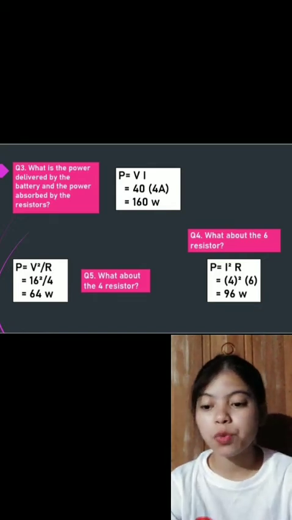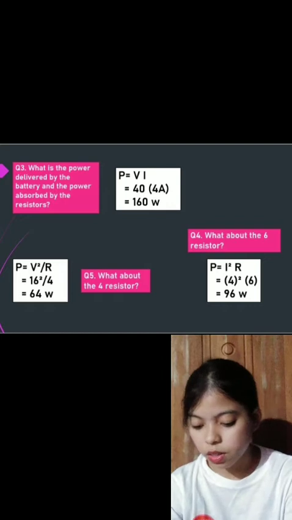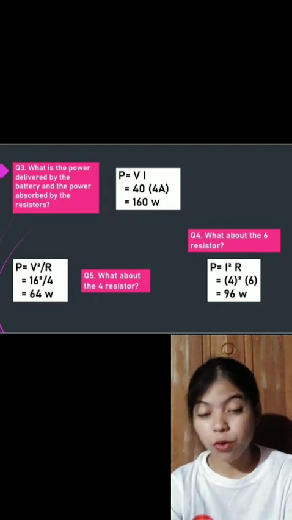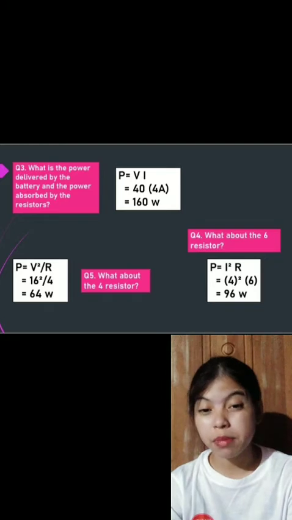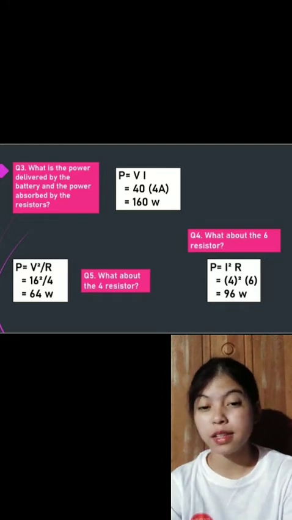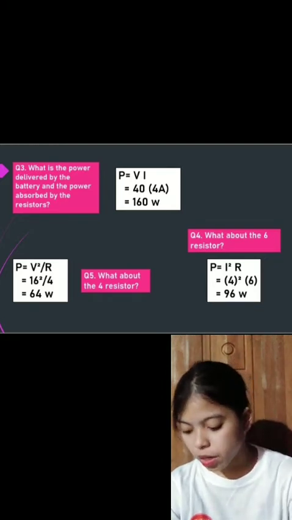Next question is, what about the 6 ohm resistor? Let's use the second form of the equation, which is P equals I squared times R. So it will be 4 squared times 6, and we will get 96 watts of power.